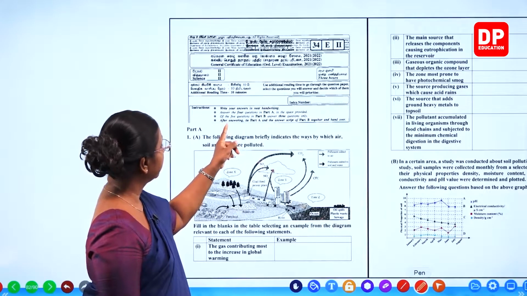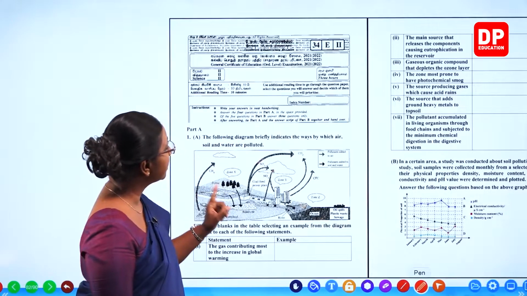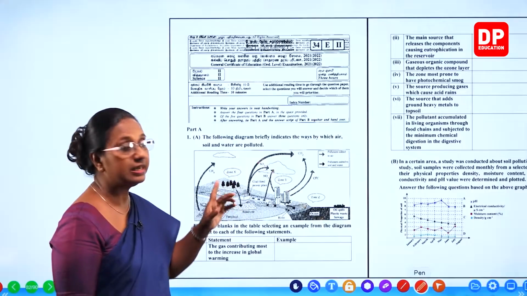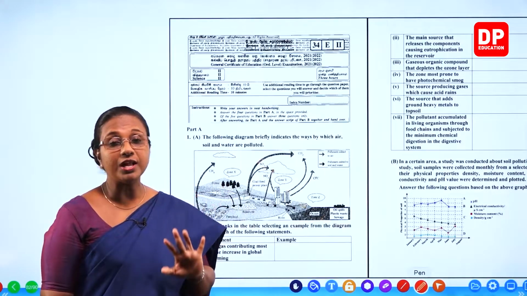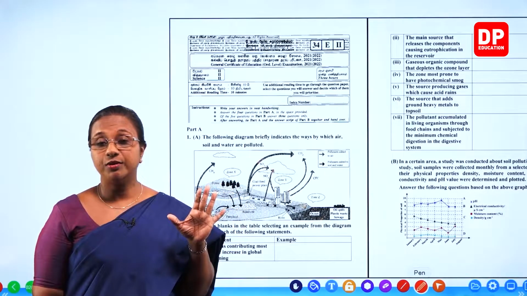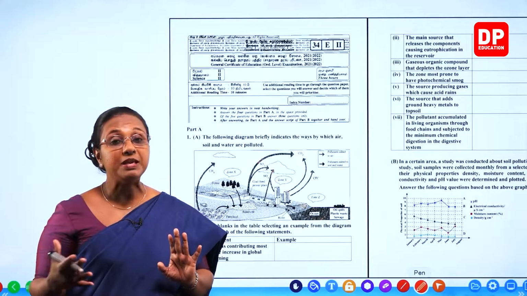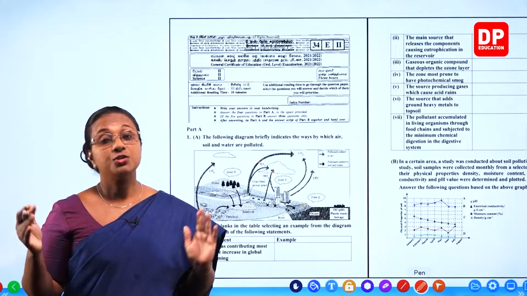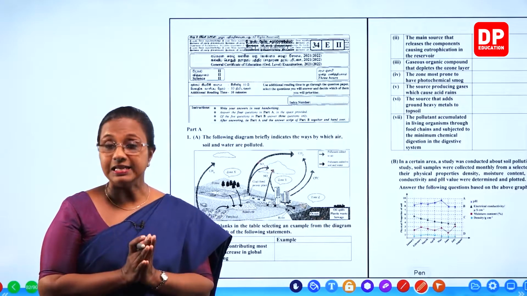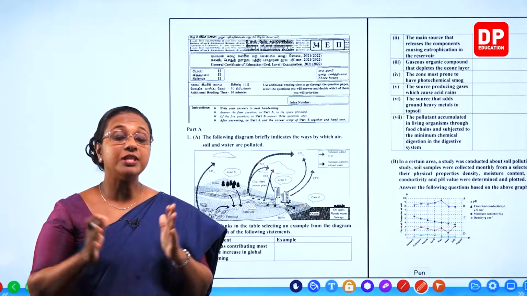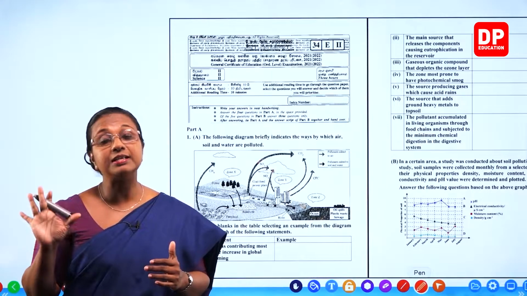After answering, tie part A and the answer script of part B together and hand over. So you have to tie those because part A you are going to answer in the paper itself in the space provided. Part B you are going to answer in the booklet. So you have to tie them together and give it. And also you all know there are instructions given in the booklet as well.